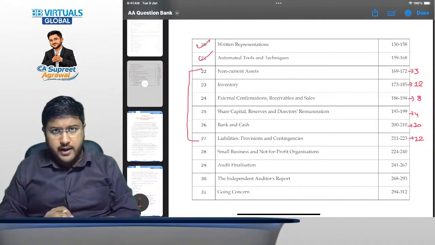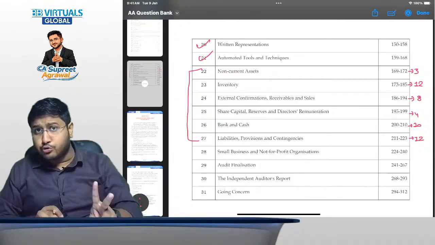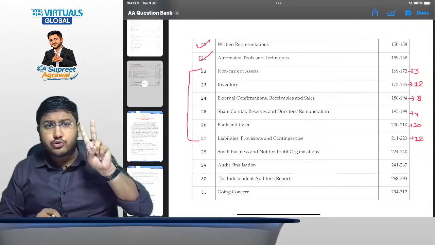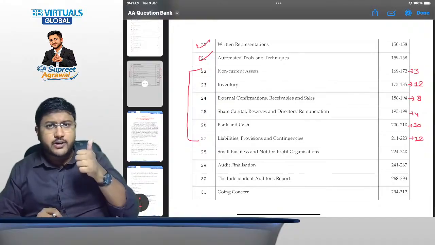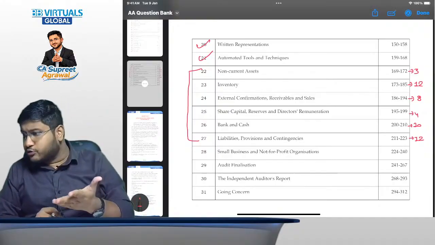We will start line by line only, but we'll need at least 2 sessions to cover it. It cannot be completed in one session only.